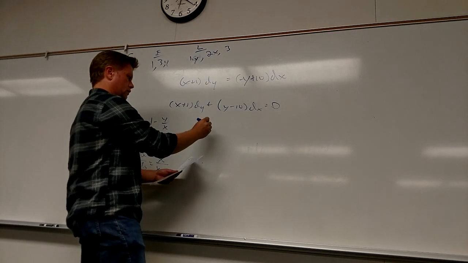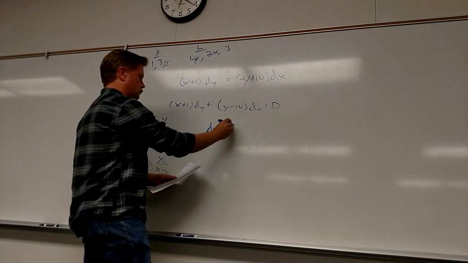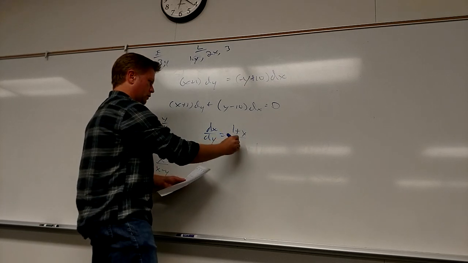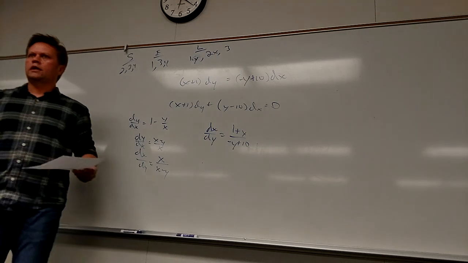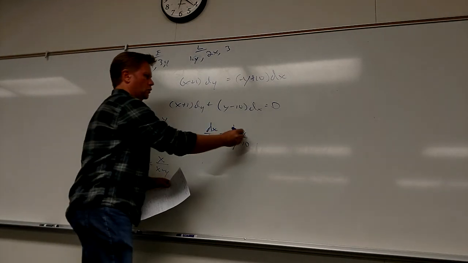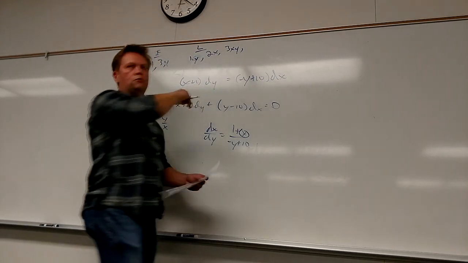Yeah, so let's see. dx over dy equals 1 plus x over negative y plus 10. Is that linear in x? Yes, of course. The x is up here, no problem. So it's x and y for 3.